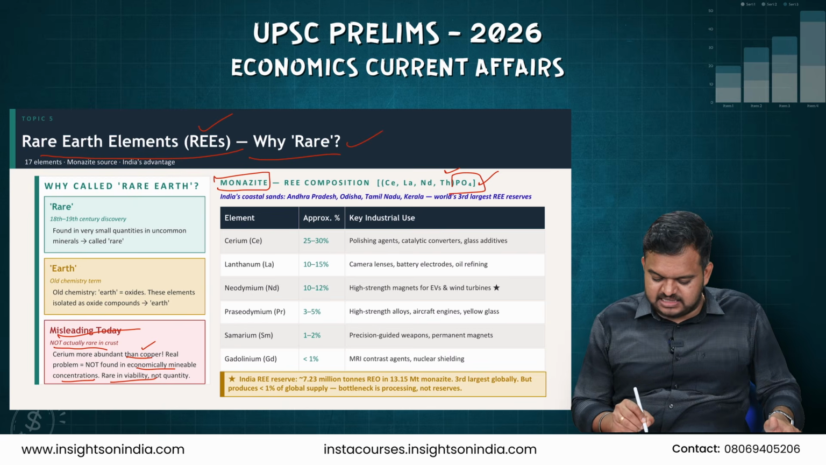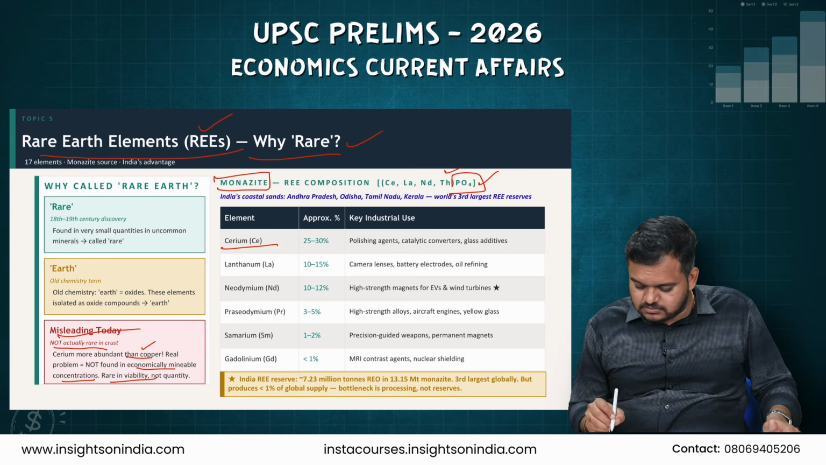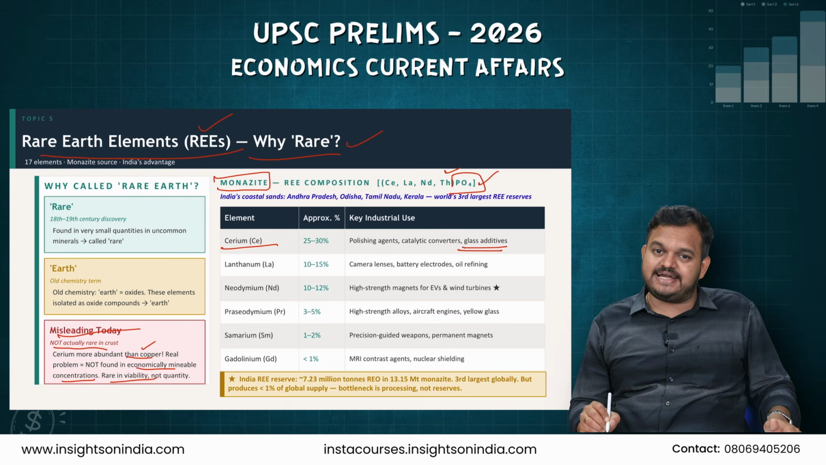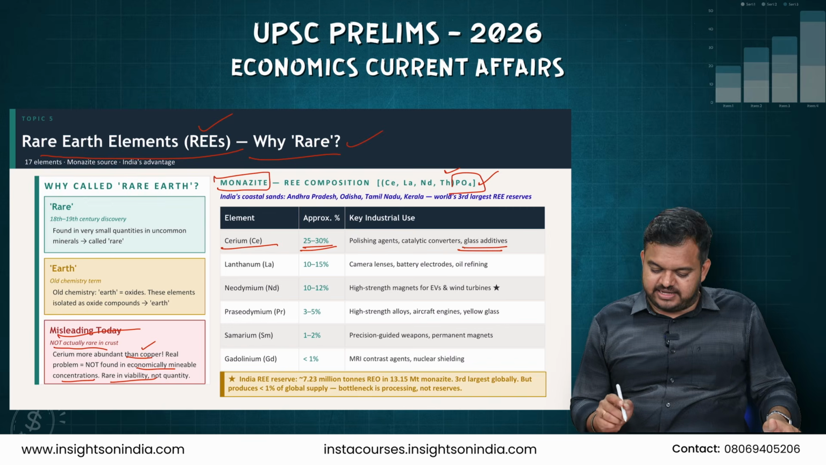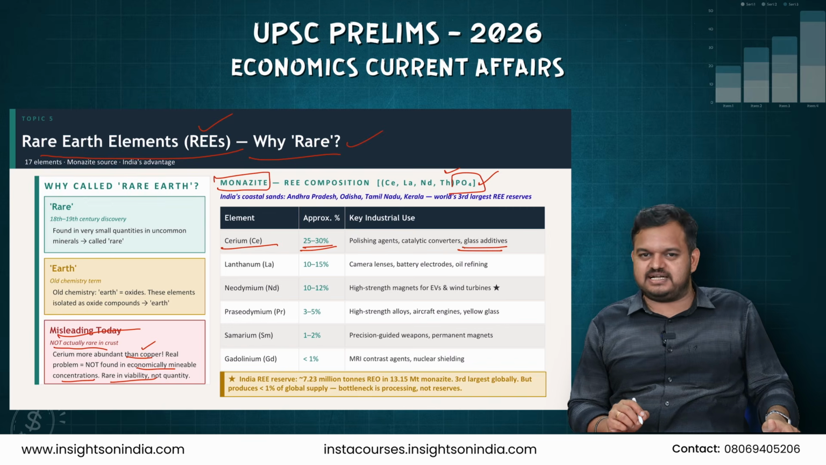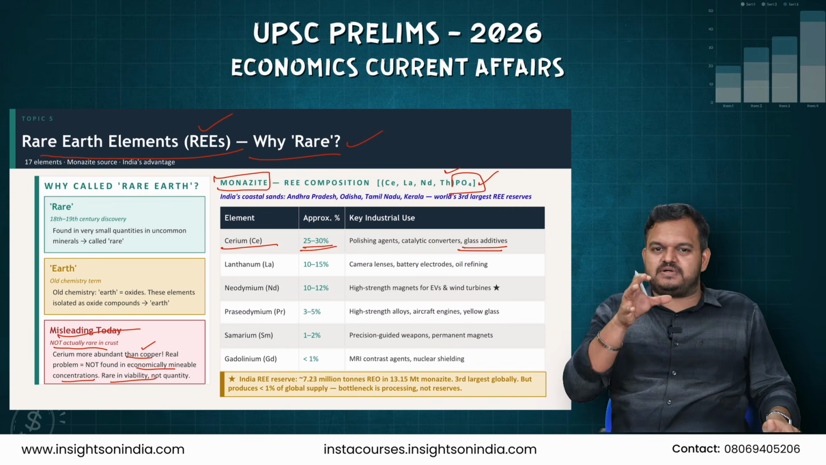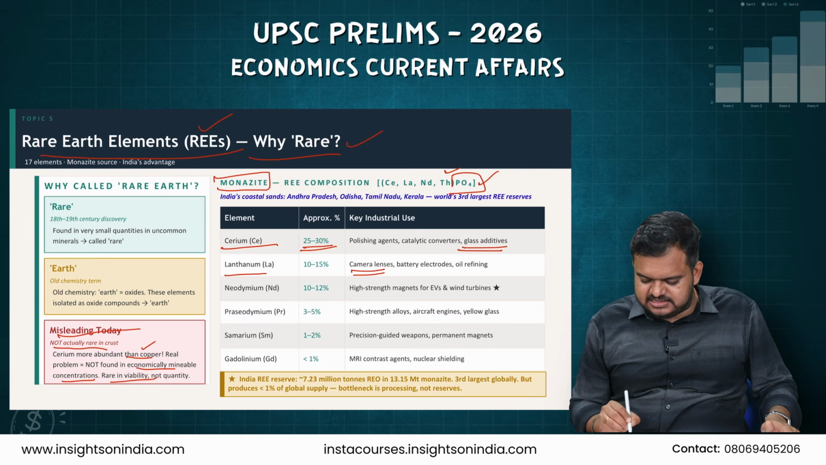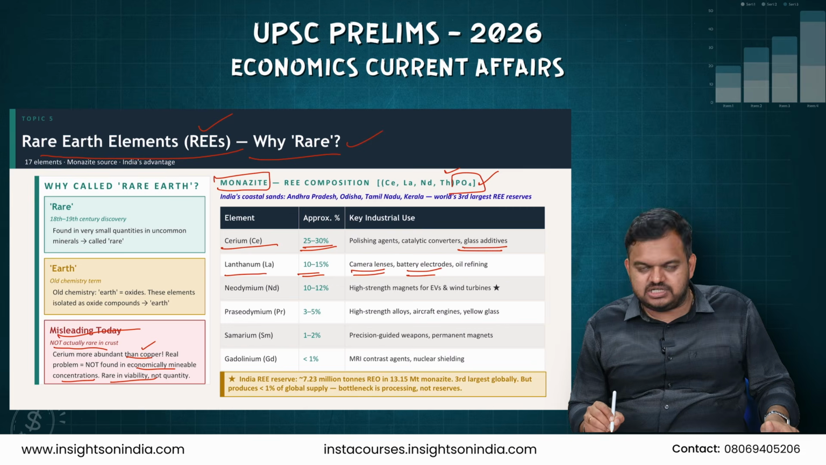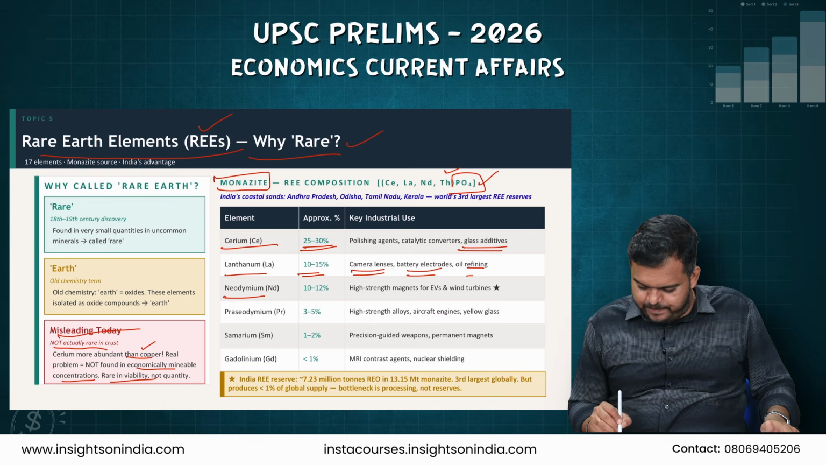What are those rare earth elements? Very important, cerium. Remember the application. Cerium is used as a glass additive, available at a higher percentage. Monazite sand contains 30% rare earth elements, and among rare earth elements, 30% is cerium. Lanthanum: camera lenses, battery technology, oil refining.